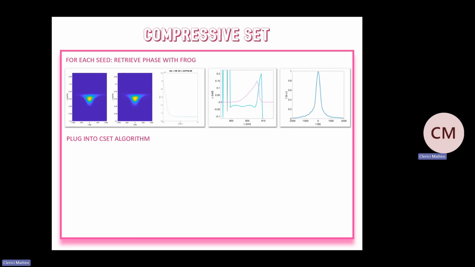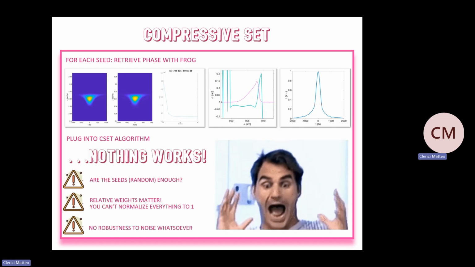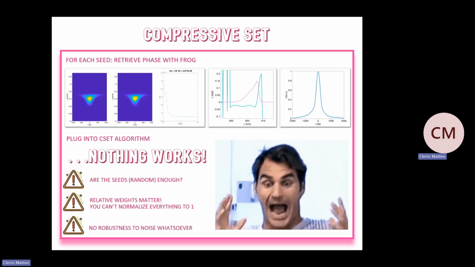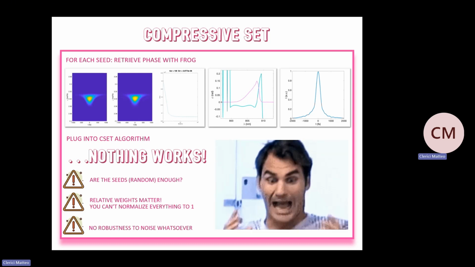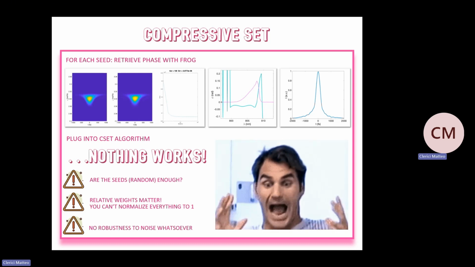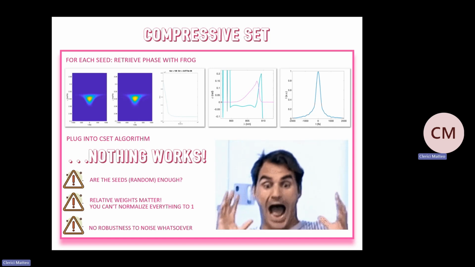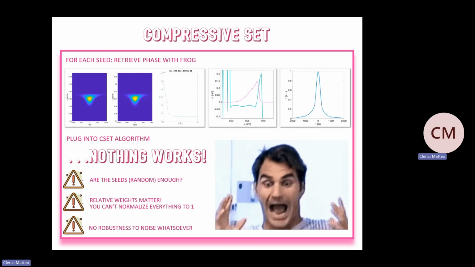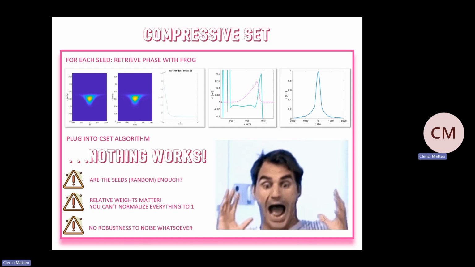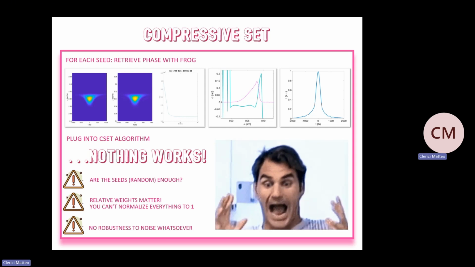So we have all the elements to plug into this compressive algorithm, because we have the seeds, intensity and phase, and we have the stimulated intensity. Nothing worked. And we were a bit at a loss, because, of course, the first thing is maybe the seeds that we use are not random enough. Maybe there are not enough seeds, literally, or maybe we reconstructed the phase not correctly.